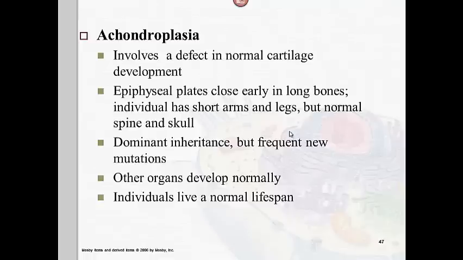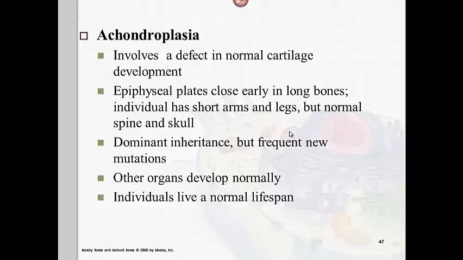The basic genetic defect has been identified in most of the patients, with a mutation at the level of a protein. Epiphyseal plates close early in long bones. Individuals have short arms and legs, but they have a normal spine and skull. The other organs develop normally, and they do live a normal lifespan.